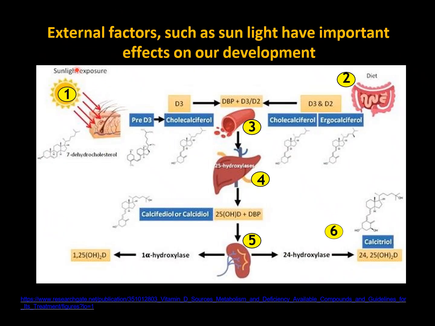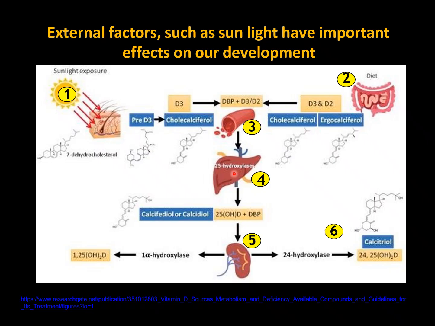So let's go into more detail. Let's zoom in, and the first step, as I told you, is the sunlight exposure that goes into your skin to produce vitamin D3. Then the diet is another source of vitamin D3 and D2 that both end up going into the blood vessel and to the liver. You don't have to memorize all the chemical structures or all these names that are here, but we're going to talk a little bit more in the following slides.